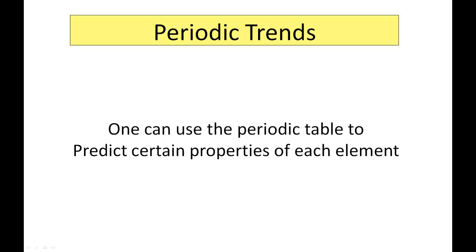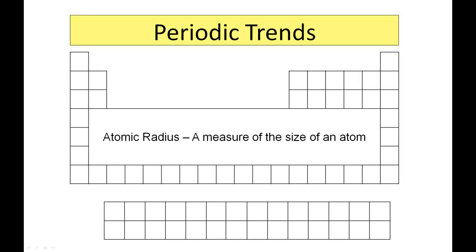The nice thing about the periodic table is that there are certain trends that apply when you write it out. We can use these patterns to predict certain properties of each of these elements. For example, let's talk about the atomic radius. It's the measure of the size of an atom. Sometimes atoms are large, sometimes atoms are small.